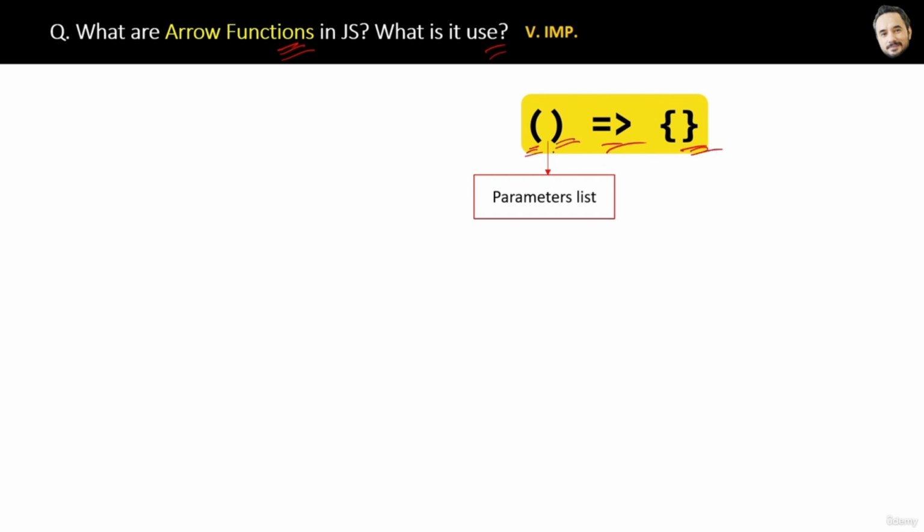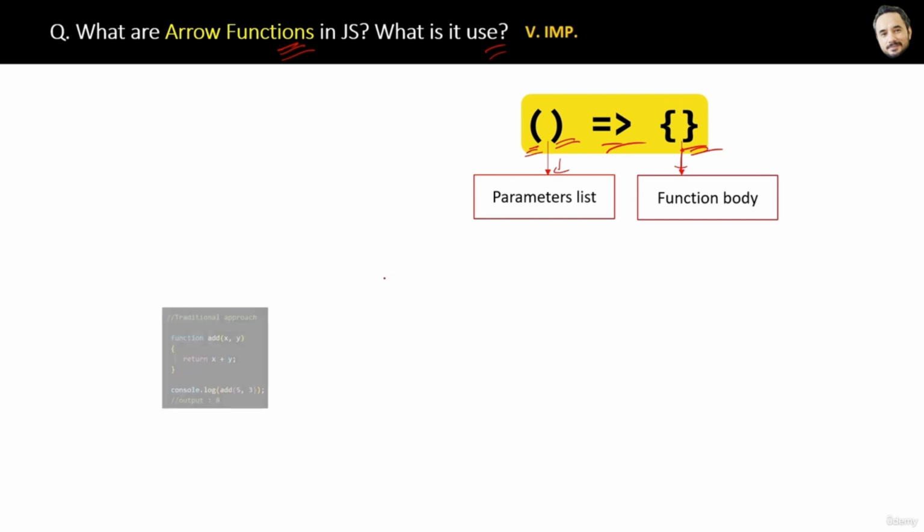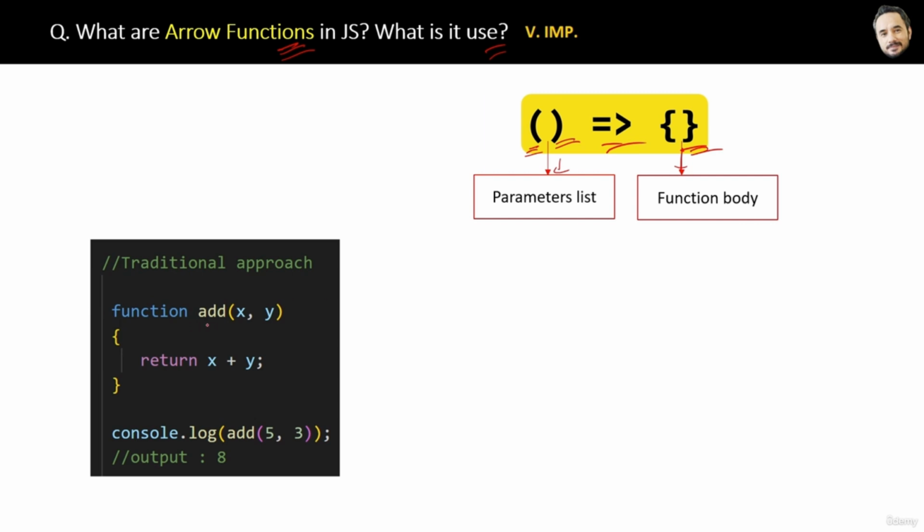So inside the round brackets, we put the parameter list, and inside the curly braces, we put the function body. So simple, right? So for example, suppose we have normal function code where we have an add function like this. And then we call the function add like this by passing the parameters.